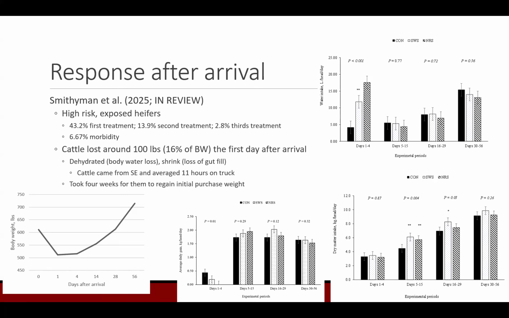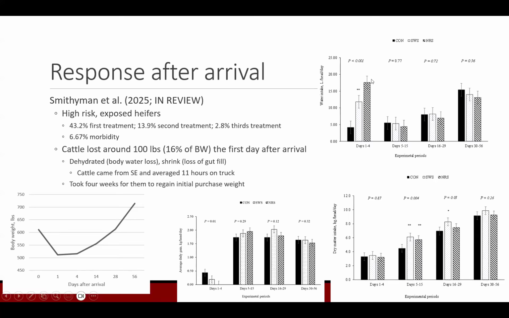Okay. So you can see that the control cattle drink much less water during days 1 through 4 compared to these other treatments. Okay. Adding a supplemental water source increased water intake during those first 4 days. But these two treatments were not different, even though they're kind of numerically different. So the idea here is to make that water more accessible to them.